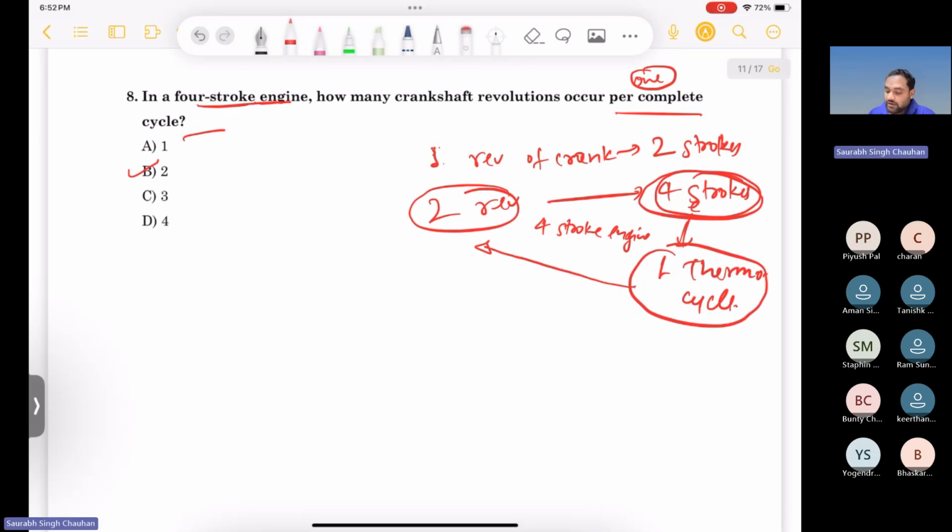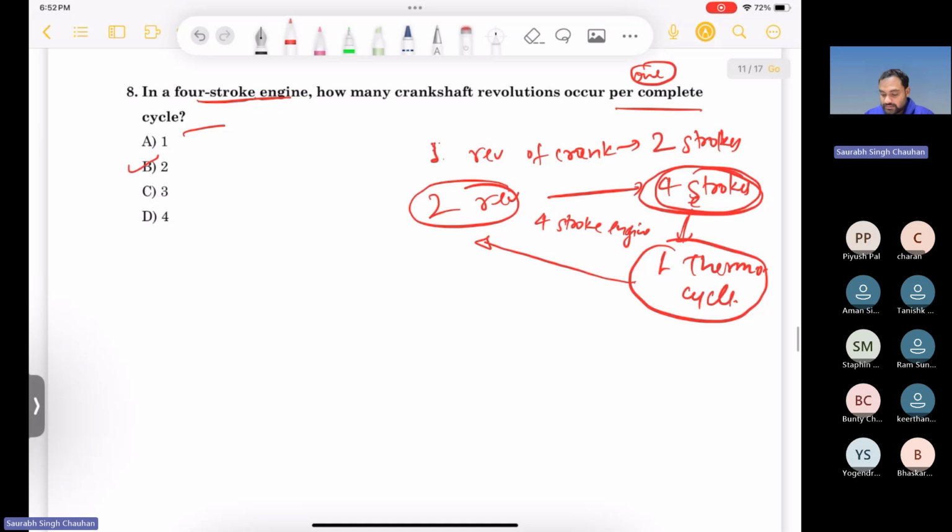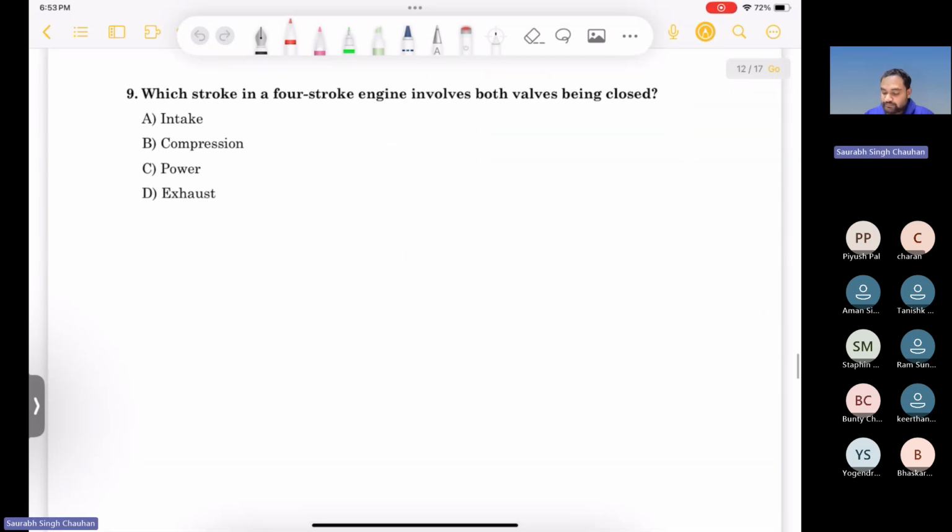And in a 2-stroke engine, how many crankshaft revolutions will be required for one cycle? One. One revolution. Okay.